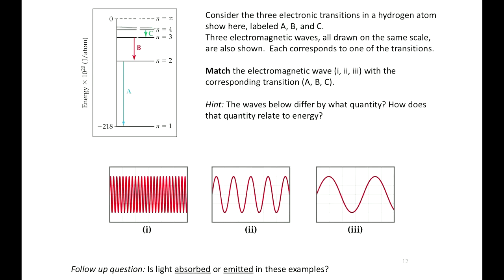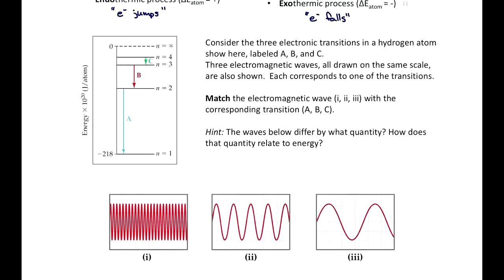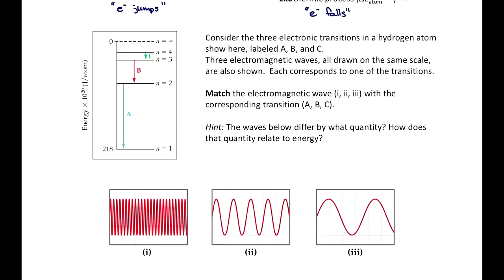I've drawn in 3 different transitions. I want you to match the transitions, A, B, and C, and their significance to the different wavelengths that you see pictured here. So can you do that? So wavelengths 1, 2, 3. Can you relate each of those wavelengths to transition A, B, or C?